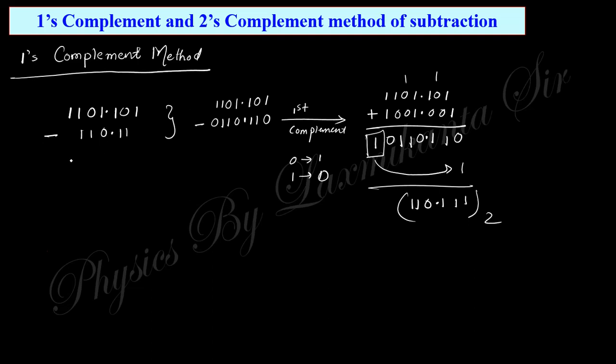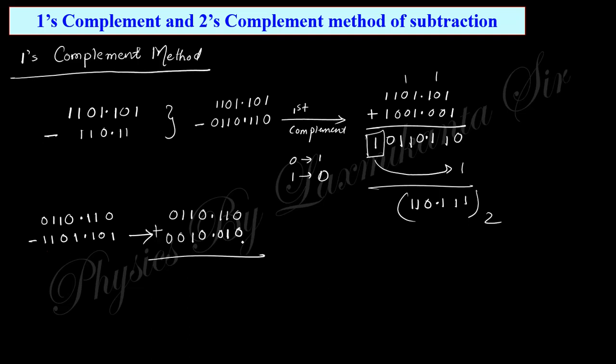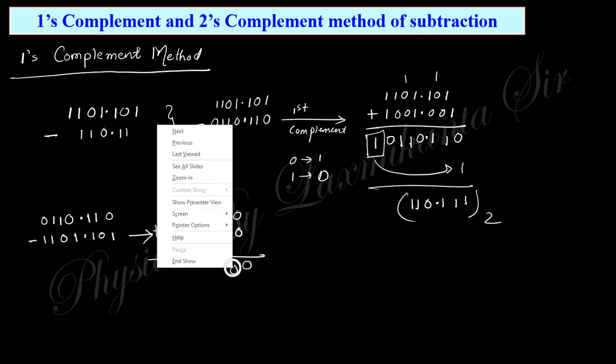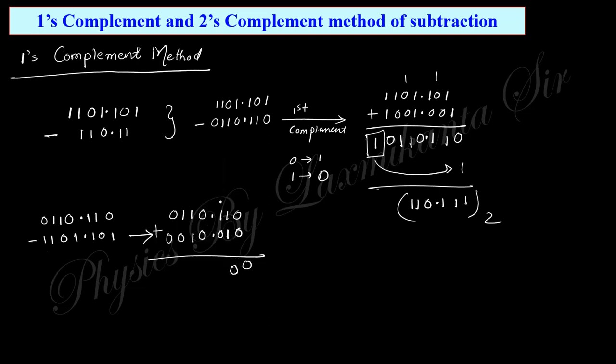If you reverse this subtraction, that is 110.11 minus 1101.101. At first you equalize the two numbers, and take the first complement here. This gives you 010110 and 0100. If you add these two things, it will give 0 1 1 1 and so on.